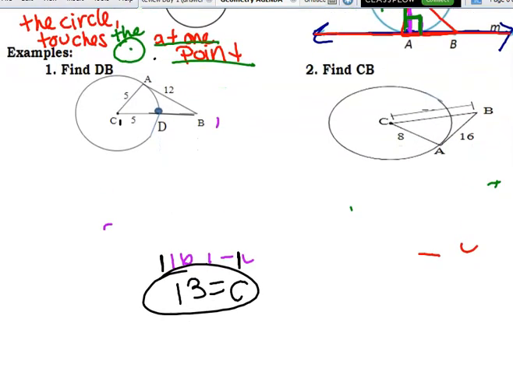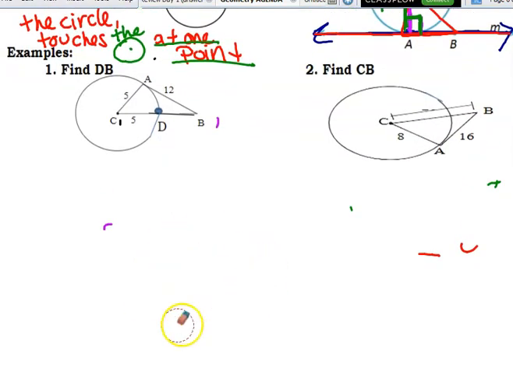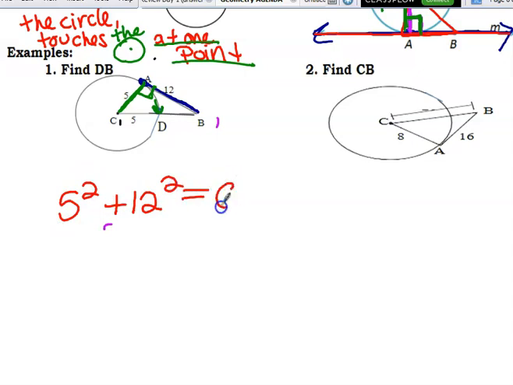All right, so based on the tangent, we're looking at the line that touches the circle only once, and where it meets up with the radius, it makes a 90-degree angle. And then across the way is my hypotenuse, because it's across from the 90 degrees. So I've got 5 squared plus 12 squared equals c squared. I want to know what this side is.